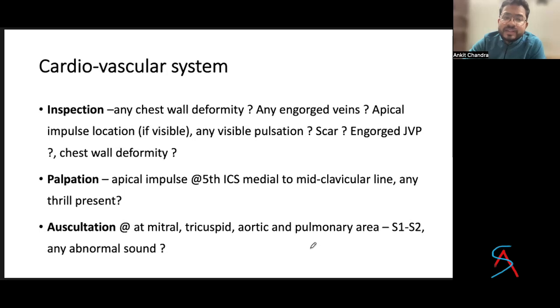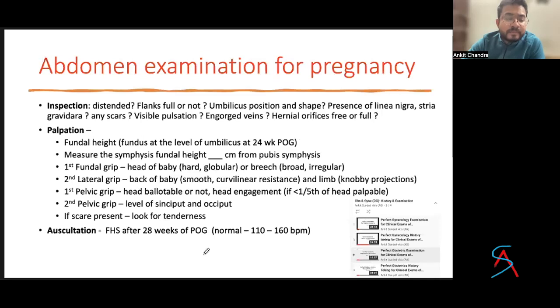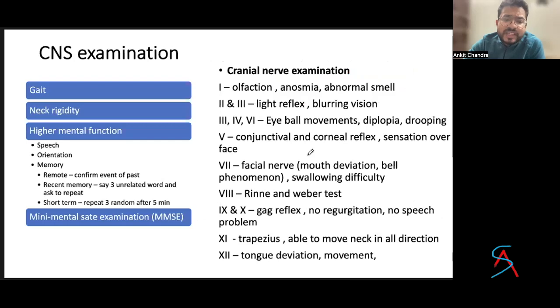For cardiovascular, again, you have to look at the inspection, palpation, and auscultation. Abdomen, same: inspection, palpation, percussion, and auscultation. Especially in pregnancy, you have to go through the videos on how to do the obstetric examination for the clinical exam. As per that, you have to mention all those things. This is for CNS: mention gait, neck rigidity, higher mental function, MMSE.